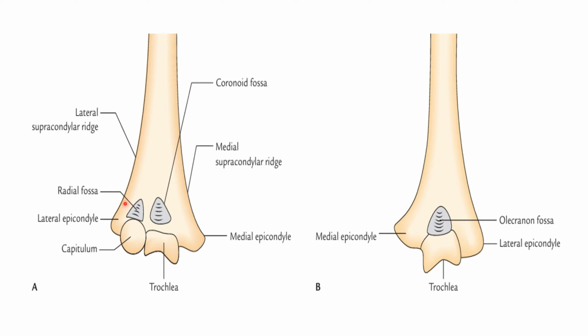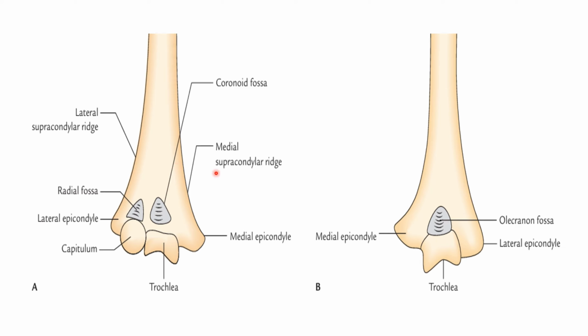So this is the supracondylar region of the humerus bone. This is where we commonly have the fractures, what we call the supracondylar fractures of the humerus. So this is the supracondylar region, where we have the supracondylar fractures of the humerus bone.